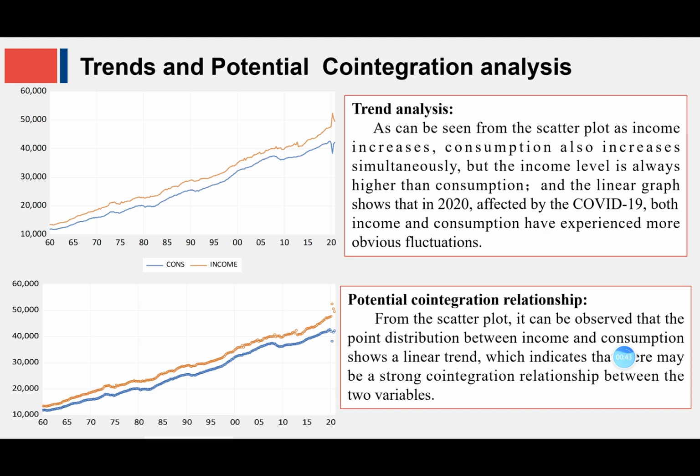As can be seen from the scatter plot, as income increases, consumption also increases simultaneously, but the income level is always higher than consumption. And the line graph shows that in 2020, affected by COVID-19, both income and consumption experienced more obvious fluctuations. The point distribution between income and consumption shows a linear trend, which indicates that there may be a strong cointegration relationship between the two variables.